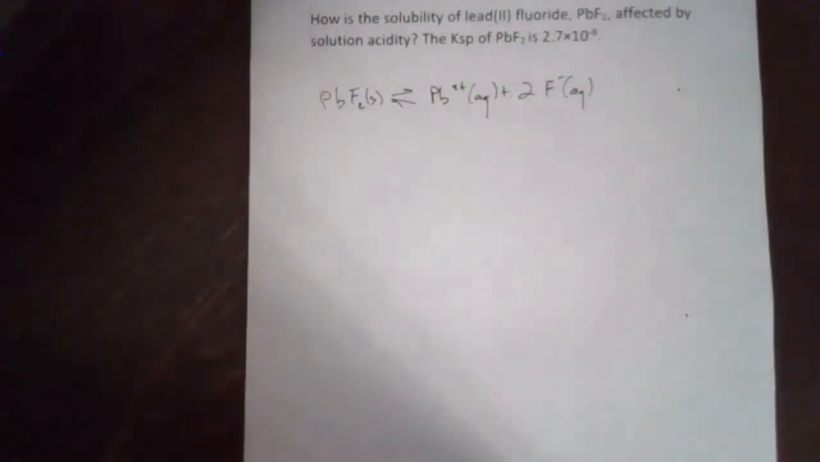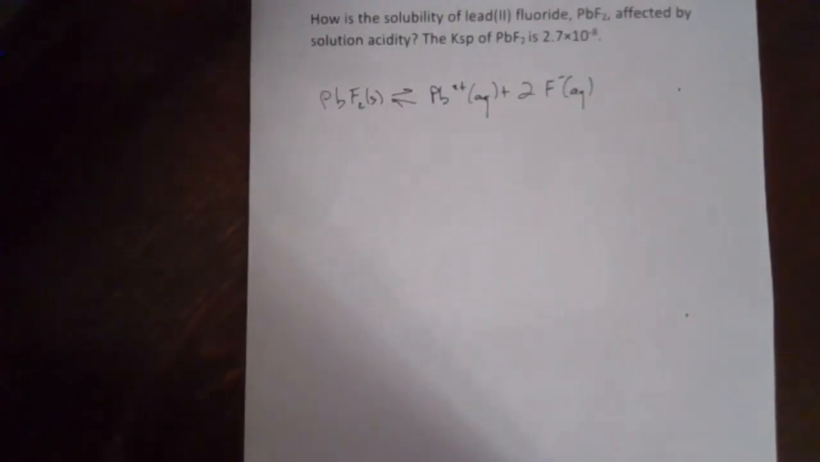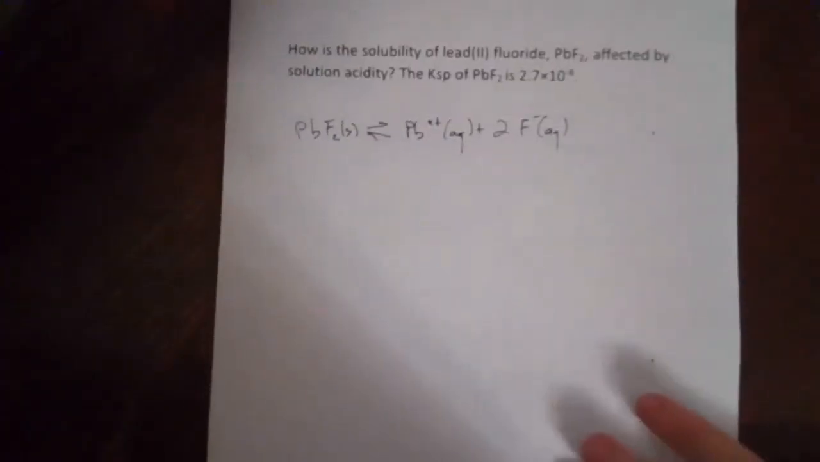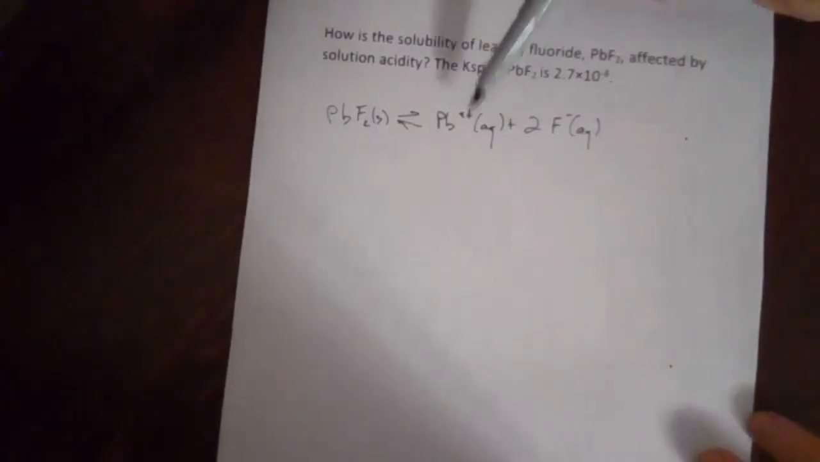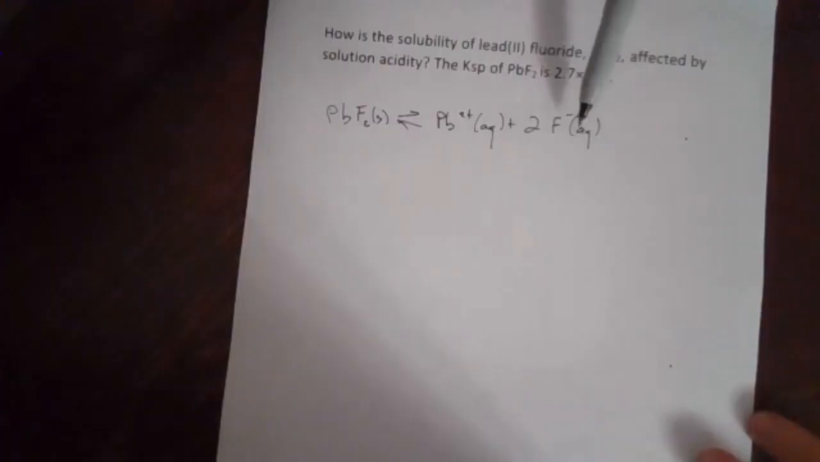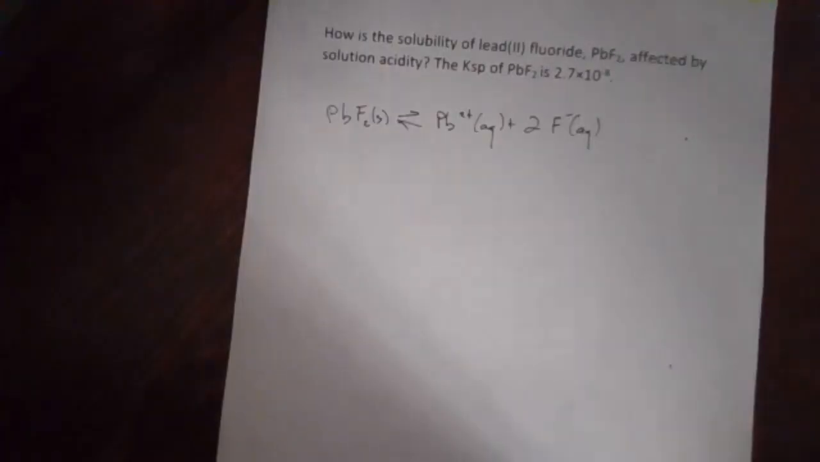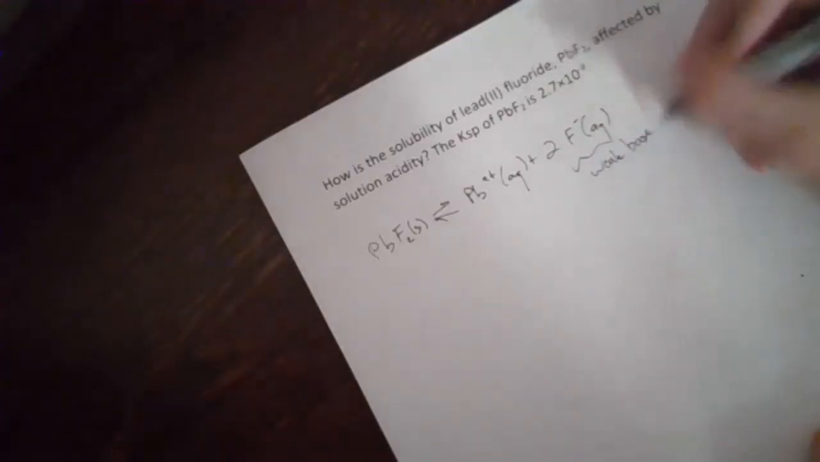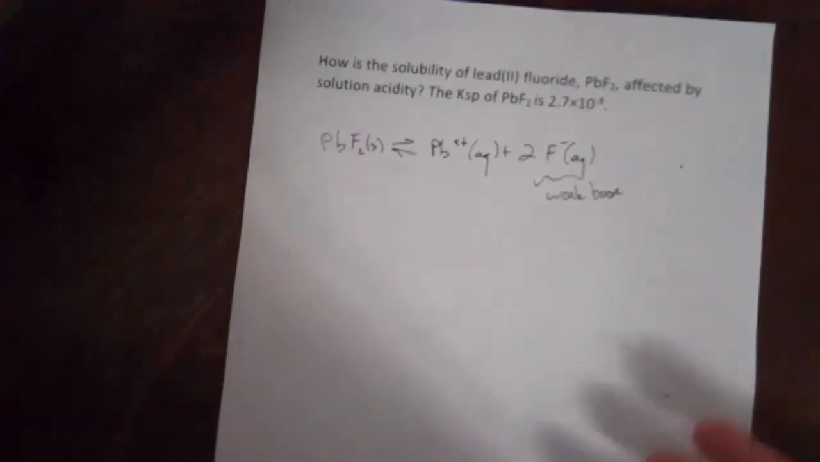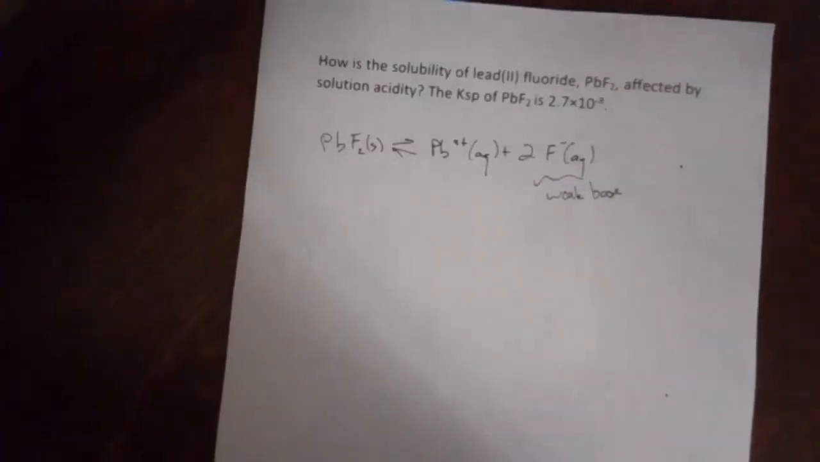Well, if the lead and the fluoride dissolved in, say, an acidic solution, what would happen there? How would that affect dissolving? Really what we'd be asking is, how would that interact with either of these ions? Well, lead isn't going to do any acid-base chemistry, but fluoride is a weak base. We know that fluoride is a weak base, and so we would expect that it can react with acids. The molecule that drives solution acidity is hydronium.